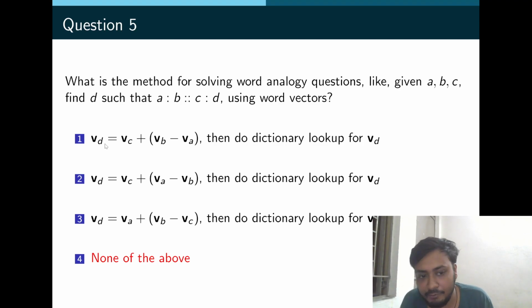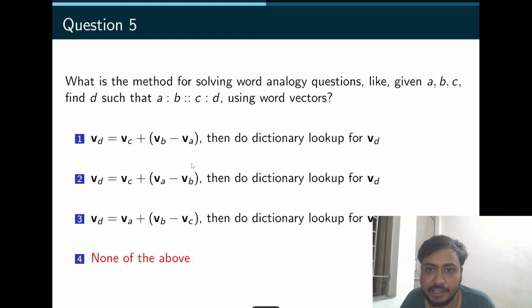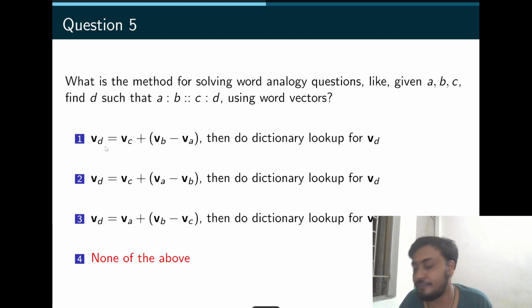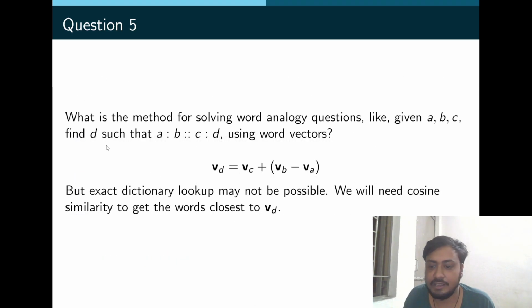But most often what will happen is, when you apply this formula, you will get a vector which does not appear in your dictionary. So you have got a particular vector, but no word in the dictionary has that exact representation. So you need to find a representation in your dictionary which is close to the calculated VD. And the only way of doing that is using cosine similarity.